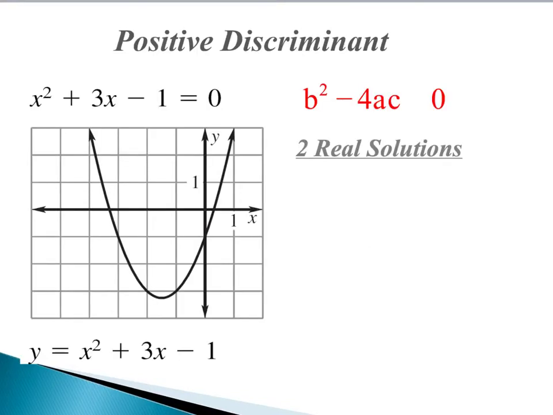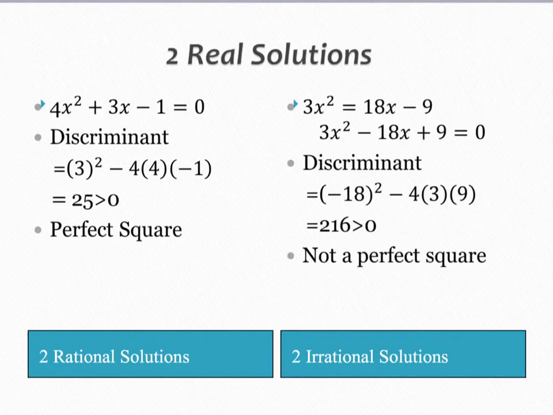When we have a positive discriminant, the graph intersects x-axis twice. That means when the discriminant is a perfect square like this, 25 is a perfect square number, right? So square root of 25 equals 5, right? So in this case, you're going to have two rational solutions.